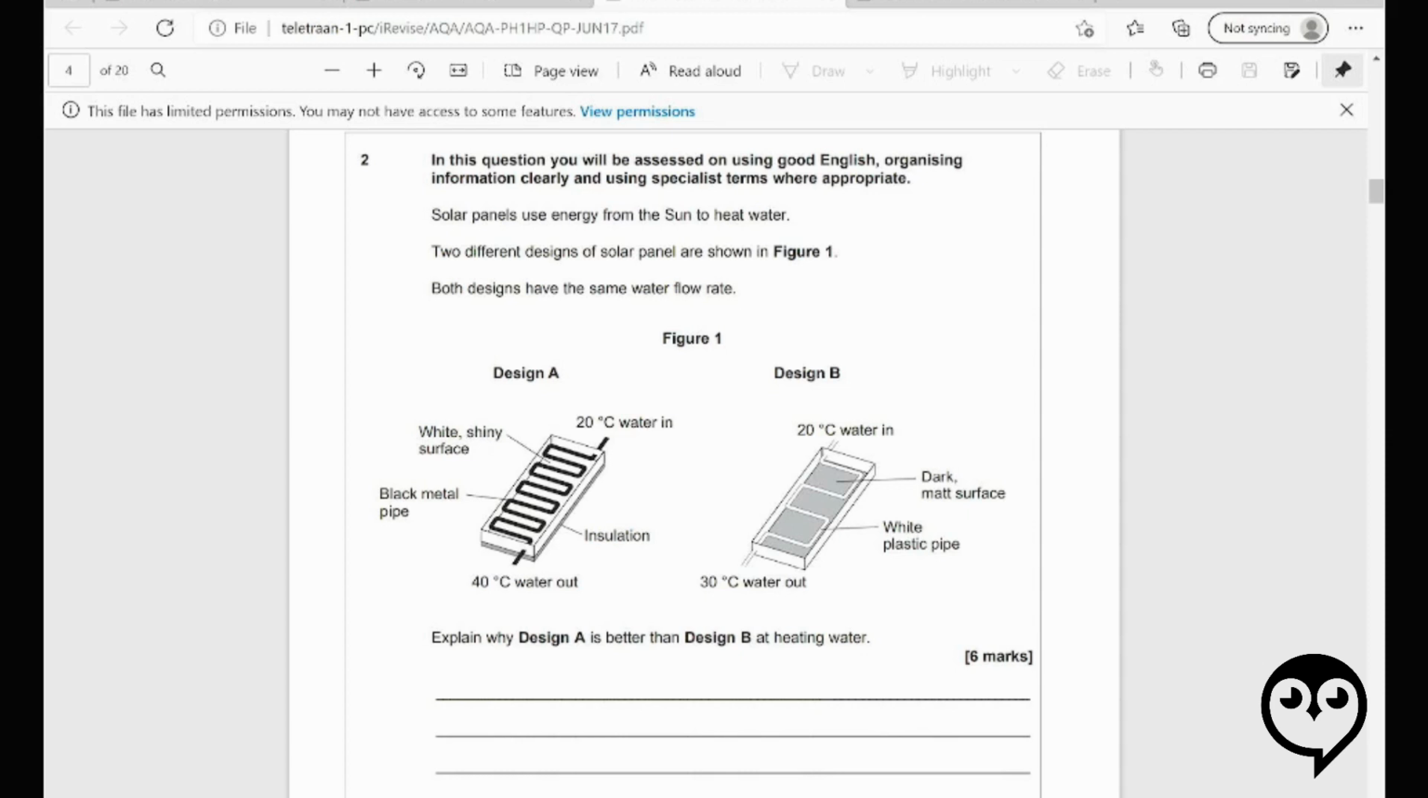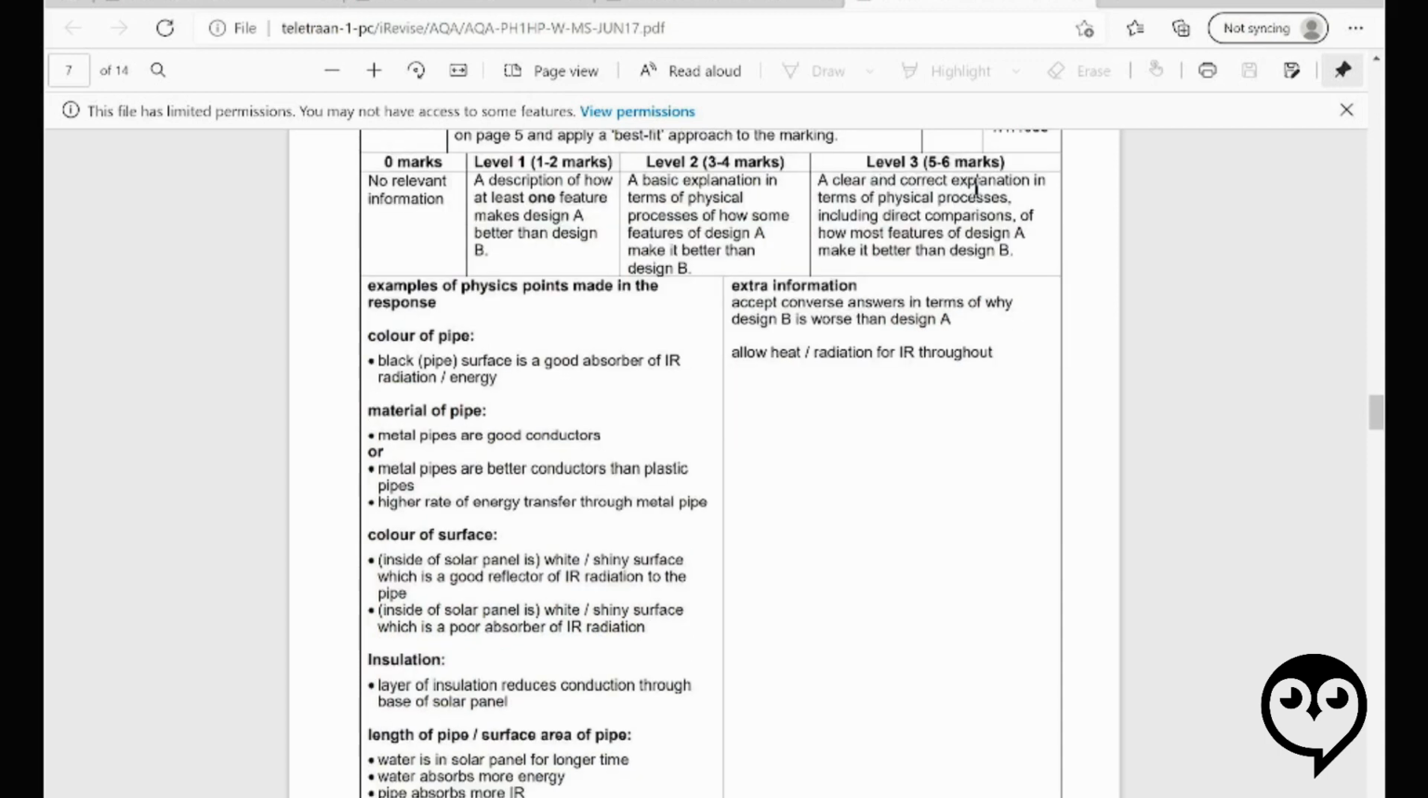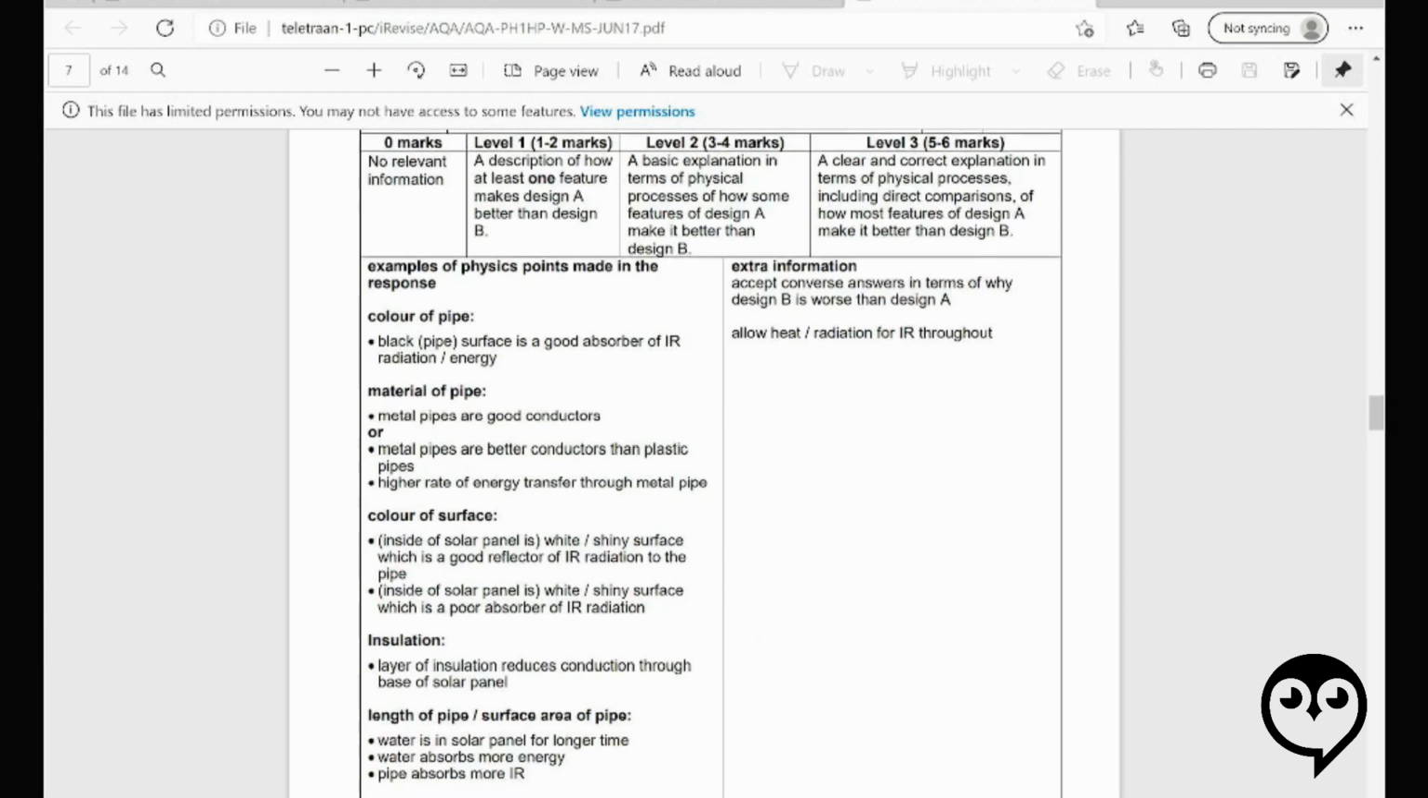And one other thing you can look at is, if you'll note, there is a longer length of pipe in the solar panel A, whereas with design B you can see the length of the pipe inside is not as much because it doesn't have as many turns. So it's just a matter of the surface area, and there's more pipe within there to gain the heat. And the mark scheme here, part of your answer will be determined on the quality of your written communication: clear, correct explanation, and how most features of design A are better than B. So there's plenty of things you could have talked about.